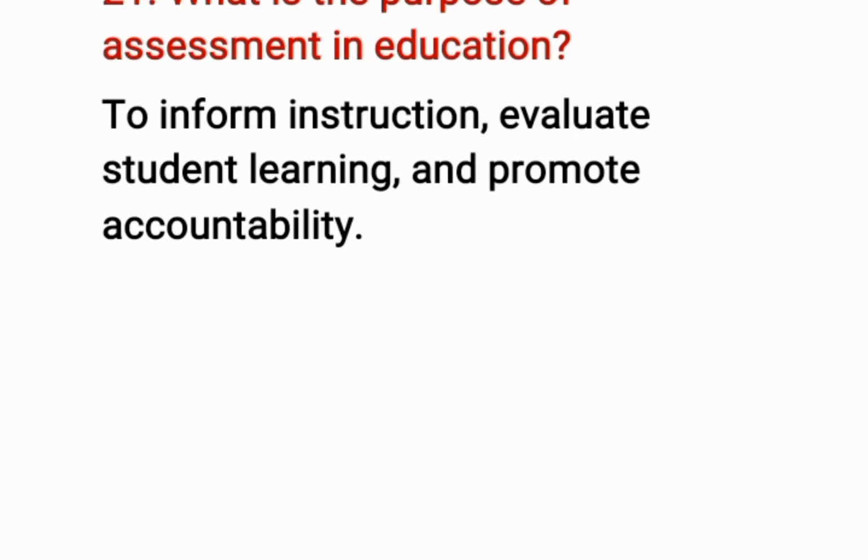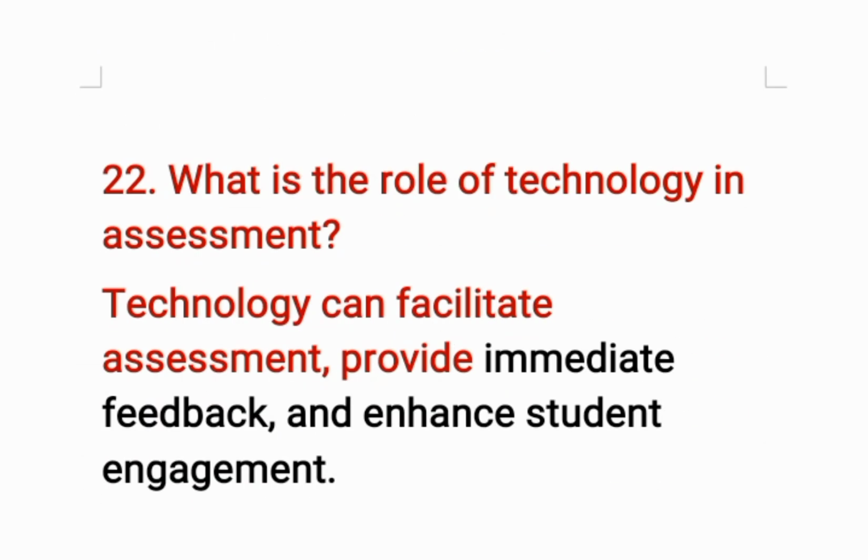Okay. Question number 21. What is the purpose of assessment in education? To inform instruction, evaluate student learning, and promote accountability is the purpose of assessment in education. Okay, question number 22. What is the role of technology in assessment? Technology can facilitate assessment, provide immediate feedback, and enhance student engagement.